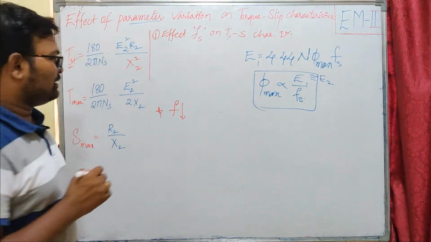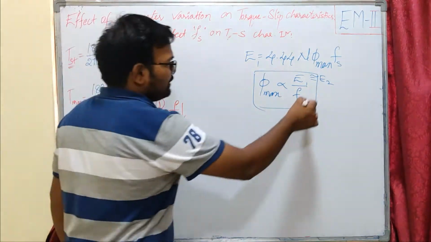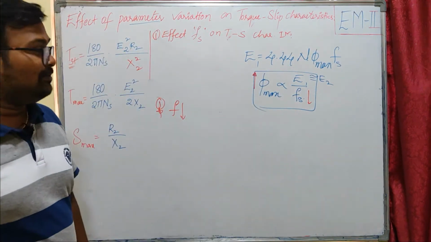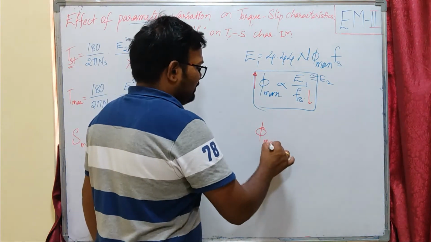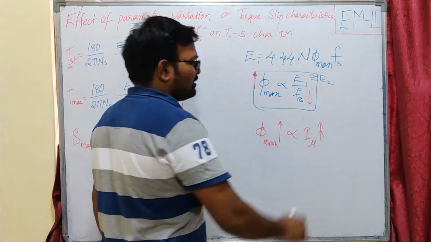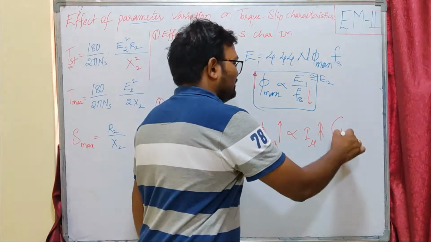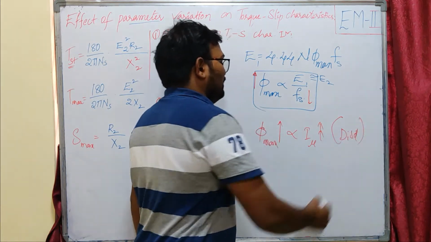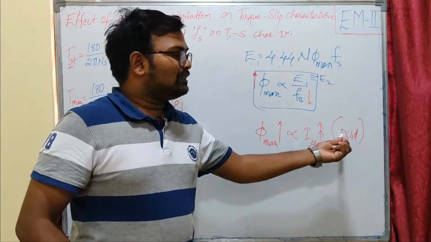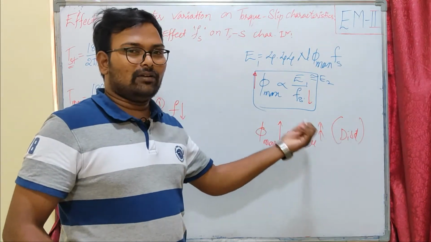Now let us consider this case number 1. I reduce the frequency, so the flux in the air gap will increase. That means our flux is increased, that demands high magnetizing currents from the supply, which is a disadvantage. This increased flux demands high magnetizing current from the supply, which also results in high core losses in the machine.